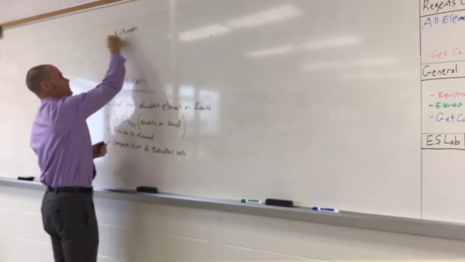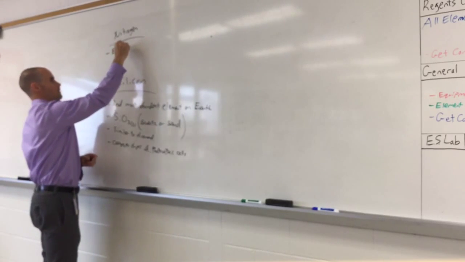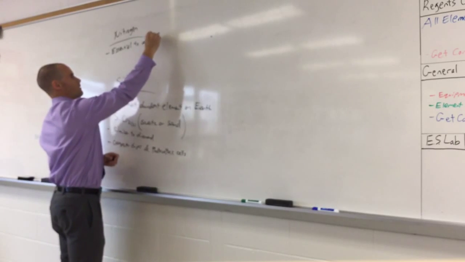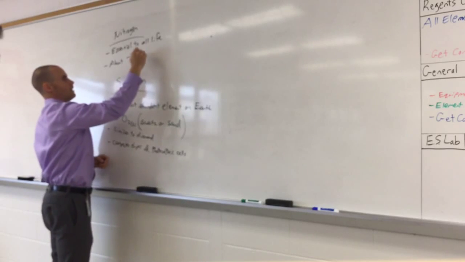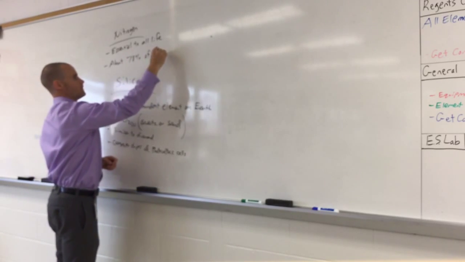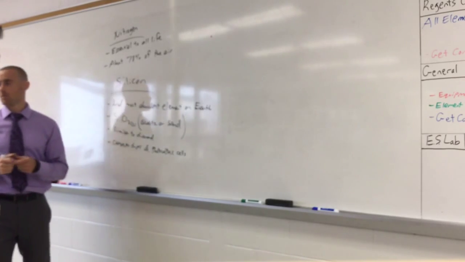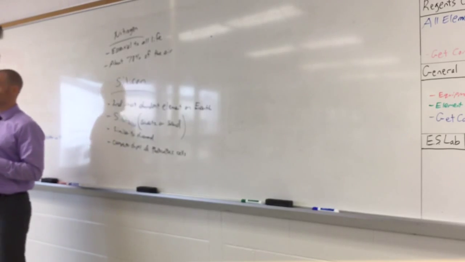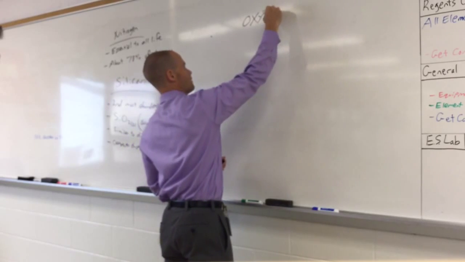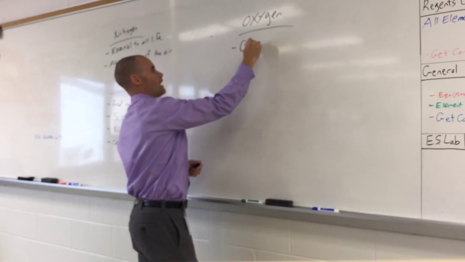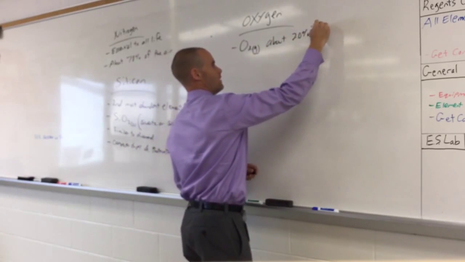Nitrogen. We just learned is N2 gas. Nitrogen, essential to all life. And I want to say it's about 78% of the air. 78% of the air we breathe is N2, nitrogen gas. Guess what about the other 20% is? Oxygen, right, so I'll put that over here. Oxygen. O2 gas. About 20% of the air.